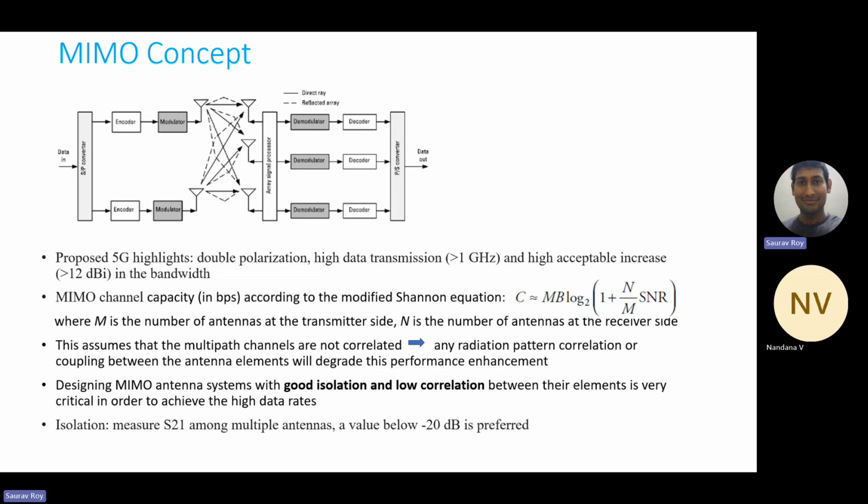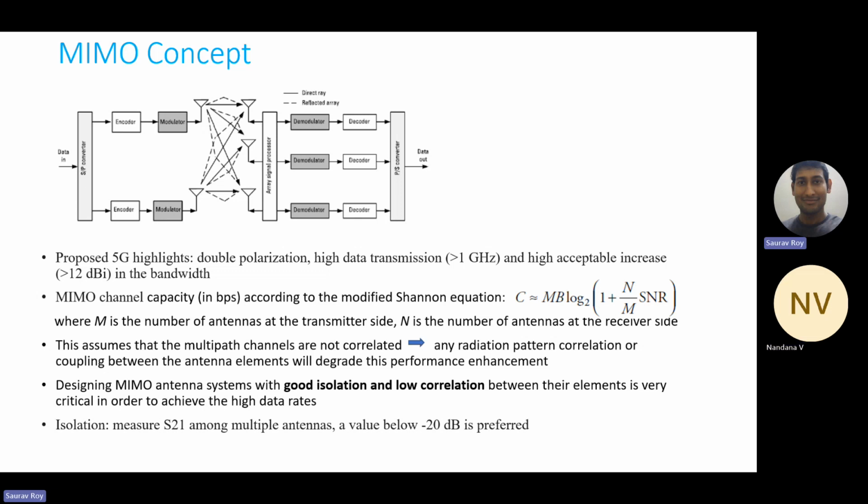Now, you see this kind of scenario generally happens. There are multiple transmitter and multiple receiver antennas, and each of the antennas has the encoder, modulator, demodulator, decoder, all these things. Whatever we have in the communication chain, it happens there. In 5G, people have talked about highlights such as multiple polarization and high data transmission over 1 GHz. Around more than 1 Gbps data rate has been proposed, along with an acceptable increase in bandwidth.